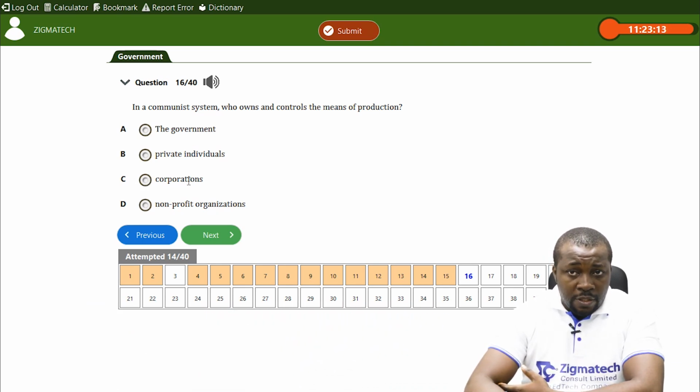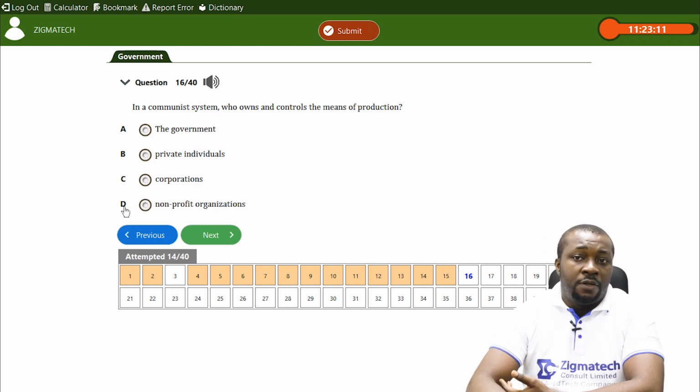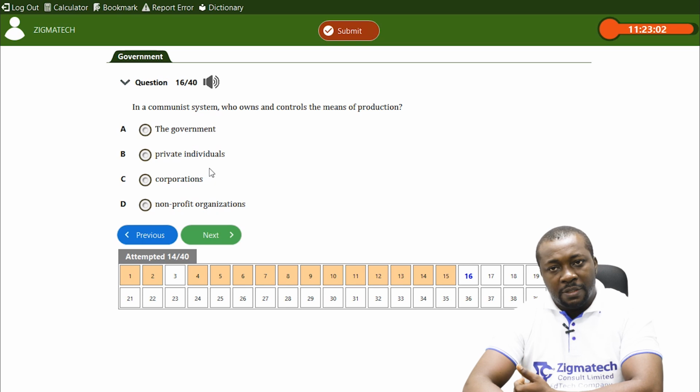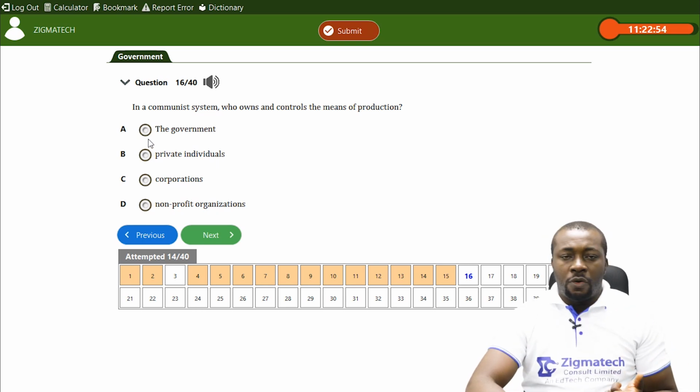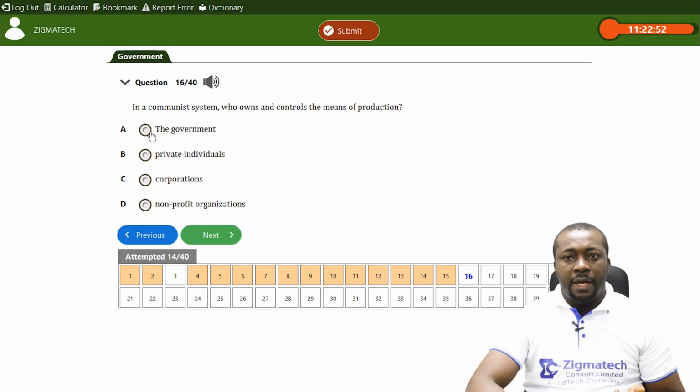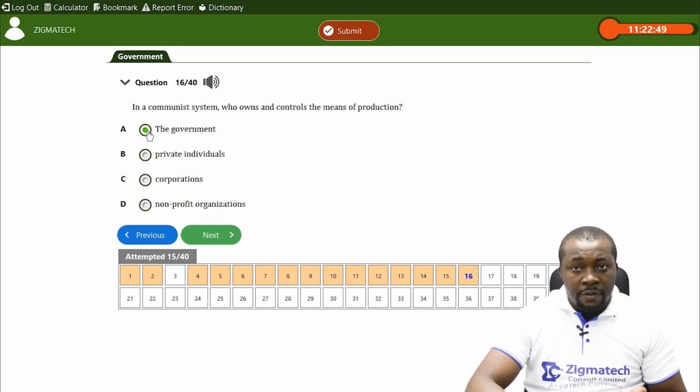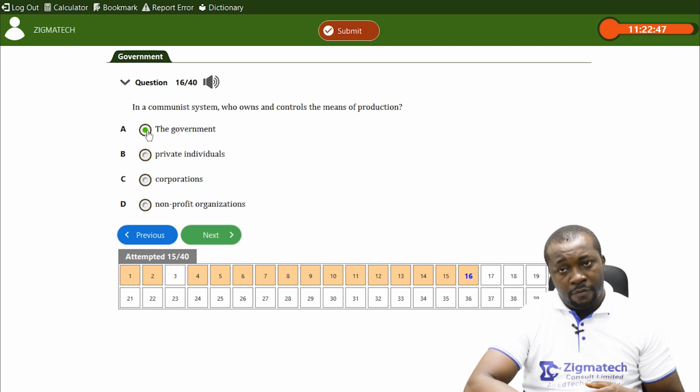Is it corporation, let's say public corporation? They did not. Is it private individuals? We're not talking about capitalism. Communist system is in contrast with capitalist system. Capitalist system concentrates means of production in private hands. So we say that the state controls all the means of production, and the state does that through the government, which is the instrument of the state.